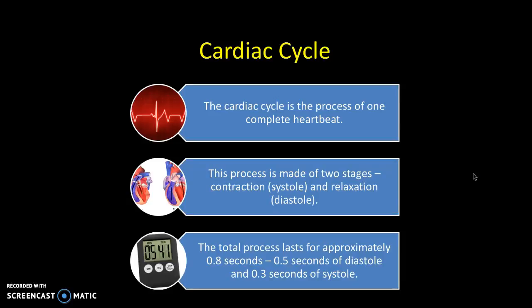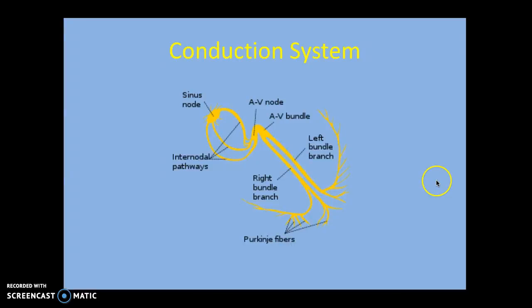So the cardiac cycle is a process of one complete heartbeat, as it says here, and there are two stages, which is systole and diastole. During systole, the myocardium contracts and forces blood out of the ventricles, and during relaxation, which is when passive filling occurs, this is called diastole, where the myocardium is at rest and blood moves passively between the atria and the ventricles. The total process lasts for approximately 0.8 seconds, so there is 0.5 seconds of passive filling and 0.3 seconds of contraction here. So the conduction system essentially works in this manner.